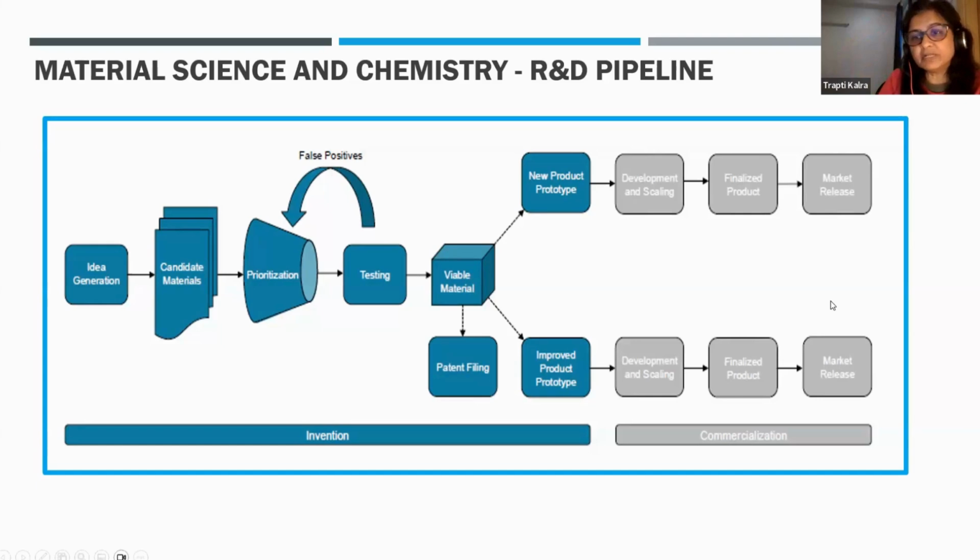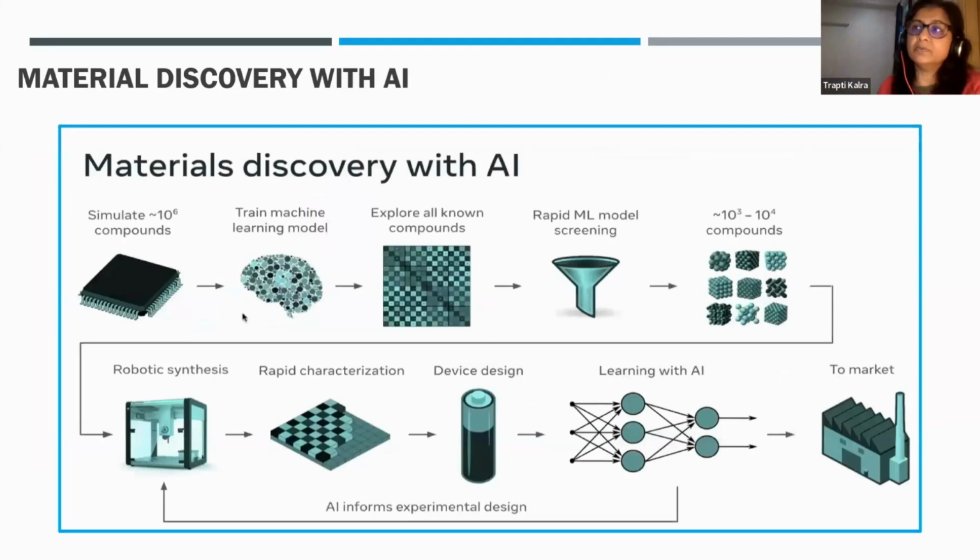This process of commercializing applies whether you're improving a product or coming up with an entirely new product. With this understanding, we can look at where we can leverage AI in this entire process of R&D to commercialization. It's actually just a small sample of what material discovery with AI looks like. As I said, at each and every process step, you can see how AI can augment the entire process.